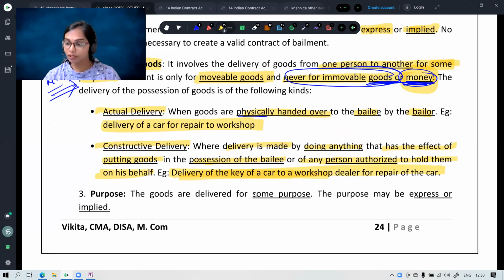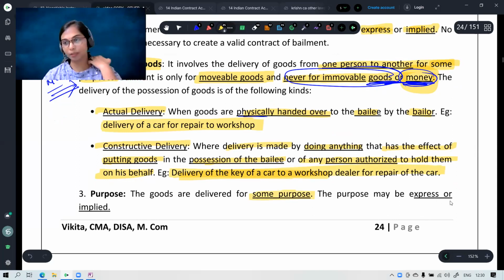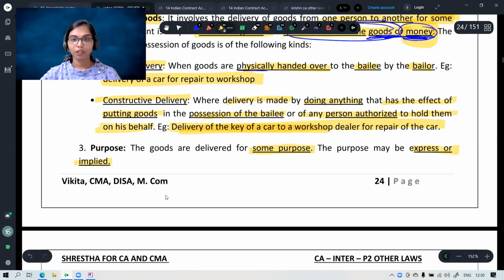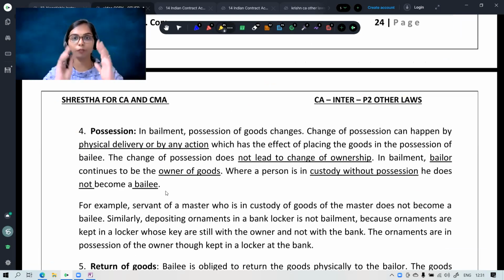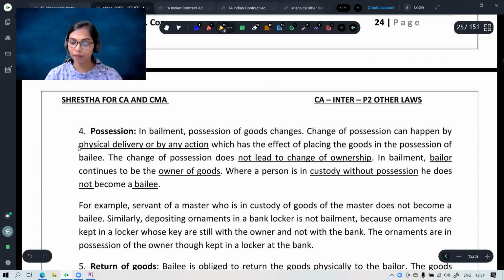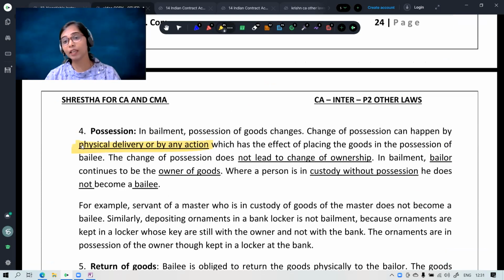The goods are delivered for some purpose, and as the purpose is accomplished, they are returned back. It can be an express purpose or it can be implied. Possession, as you see, is very necessary. If you don't have a change in possession of the goods, which can happen by a physical delivery or by any action, then there can't be a bailment.